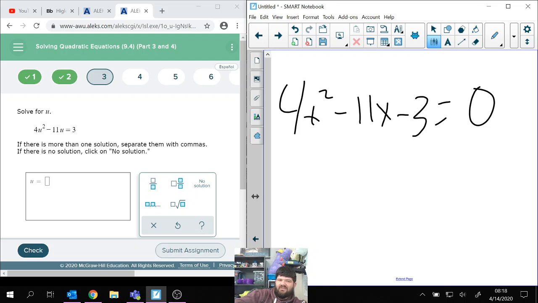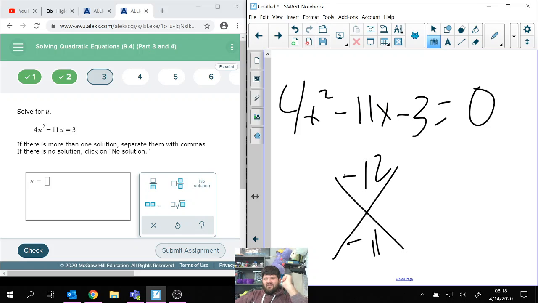You can change it to x, that's fine. Doesn't matter. Letters are letters. The x box is the same. You take the first a term times the last term, so 4 times -3 is -12. And then we have -11 goes on the bottom. So asking yourself, what multiplies to -12 and adds to -11?